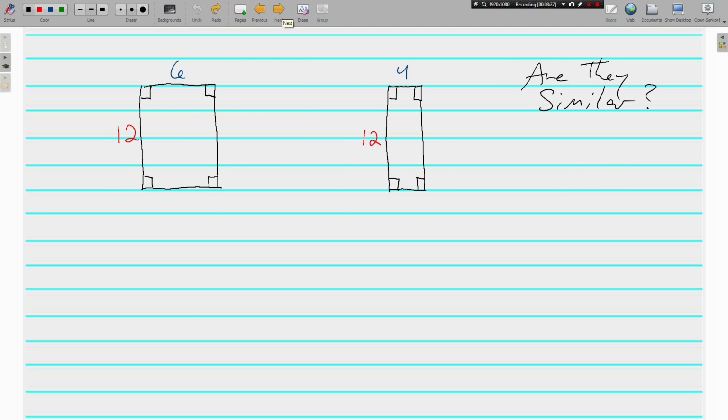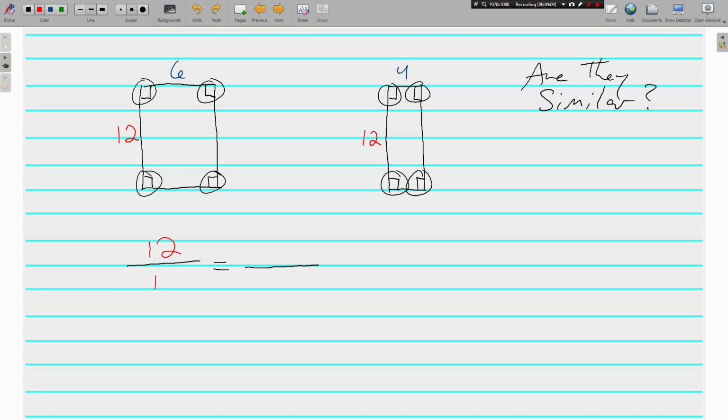Alright, are they similar? Oh, here we have two rectangles. Looks like we know stuff about the angles and the sides for this one. Well, goodness. Are all the angles congruent? Yes, they are. They're all 90 degrees, so we know that's true. But is the part about the sides true? Are the corresponding sides proportional?